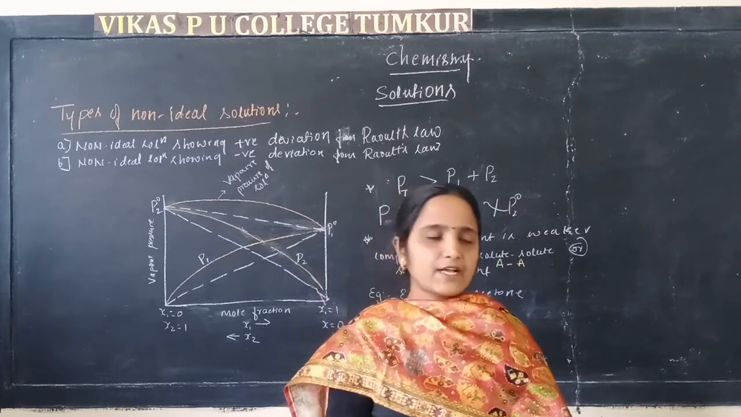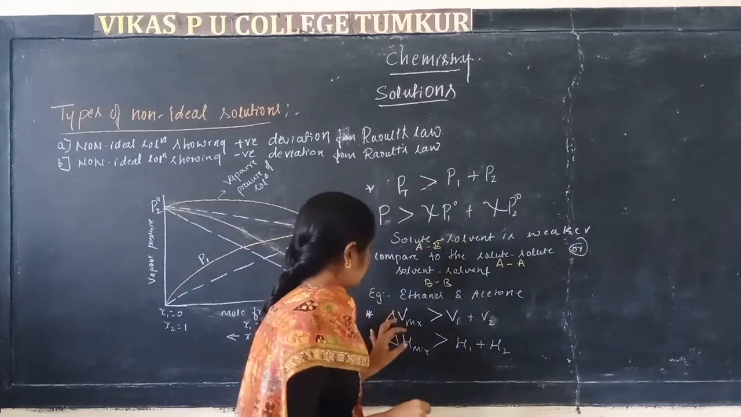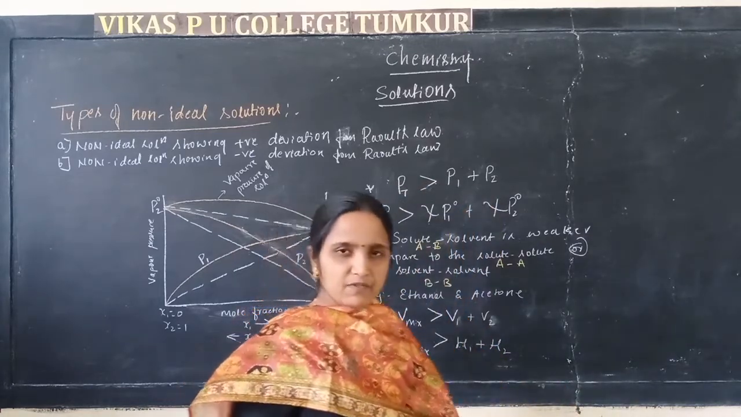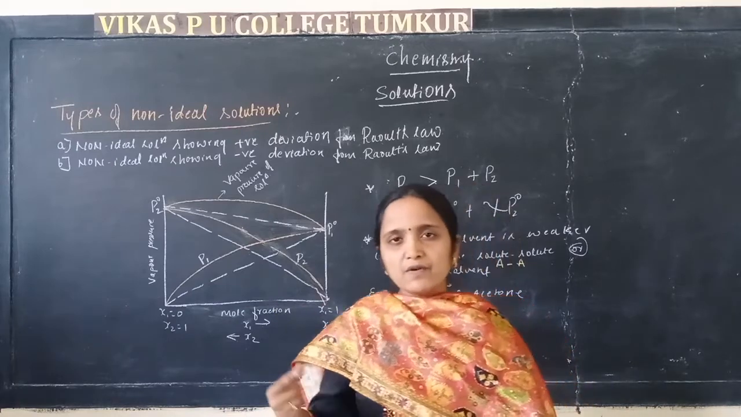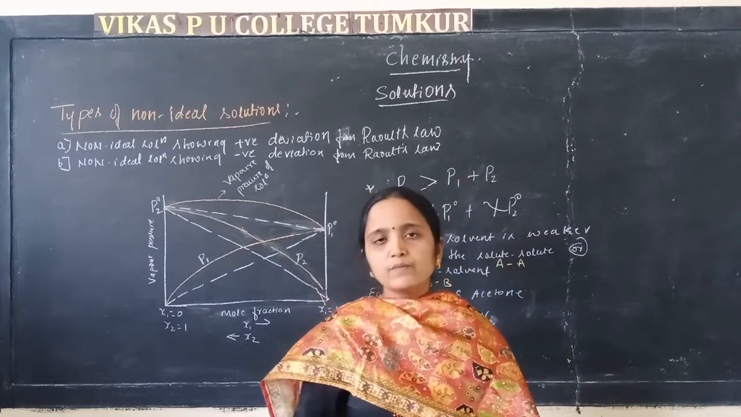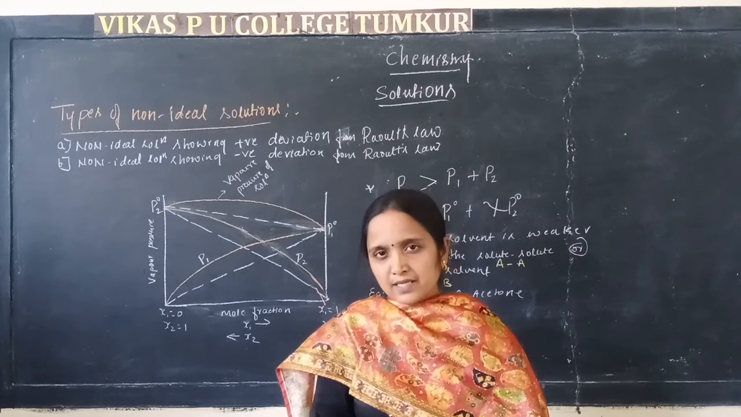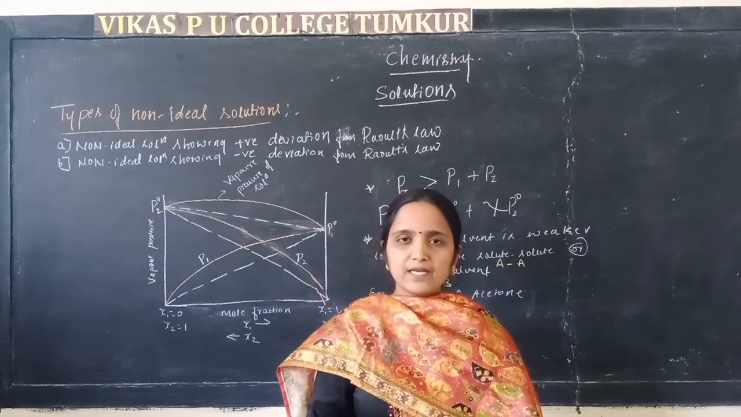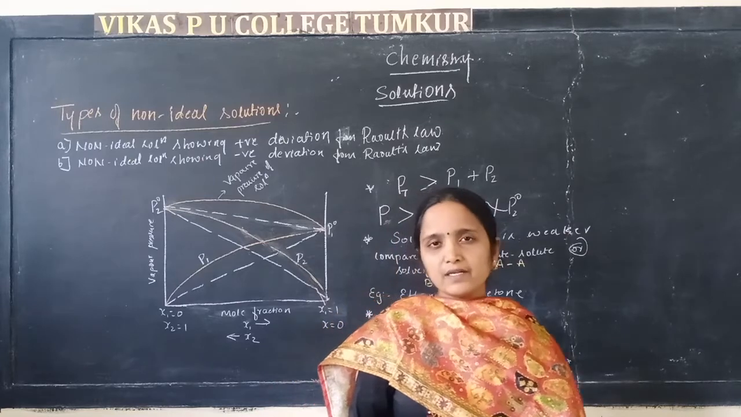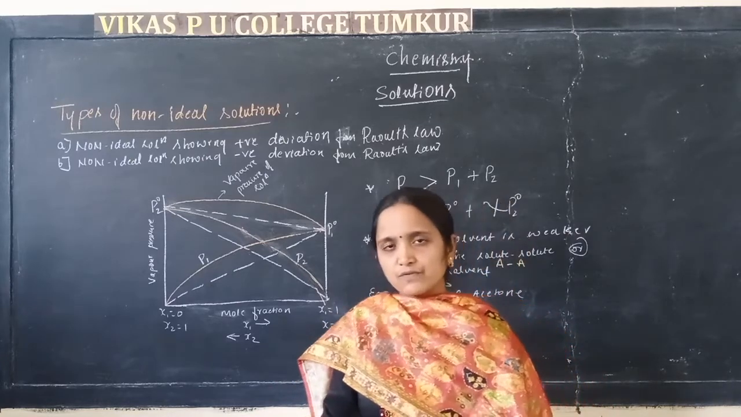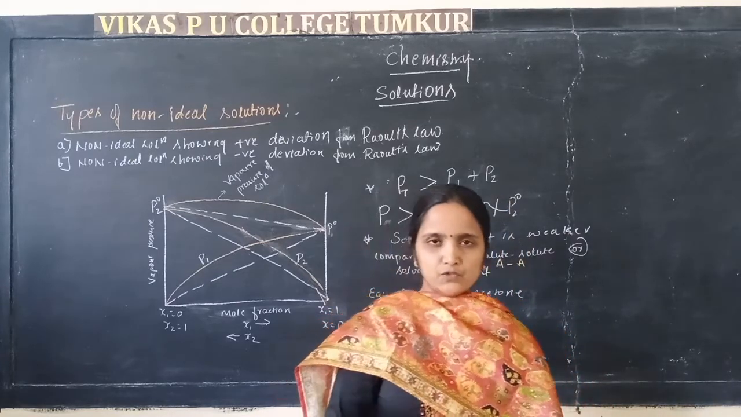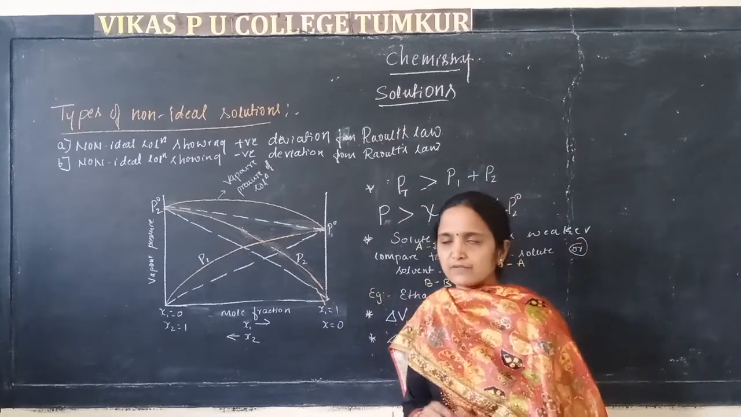solvent interaction. The third point says that the volume of the mixture is greater than the sum of the volumes of components 1 and 2. Then the change in the enthalpy is greater than the sum of the enthalpies of component 1 and 2. These are the characteristics of the non-ideal solutions showing the positive deviation from Raoult's law.